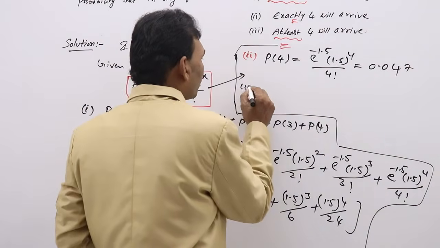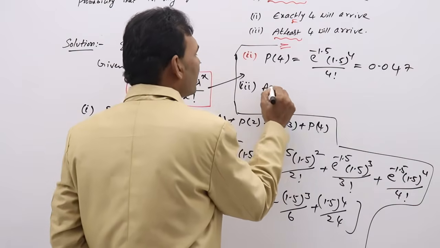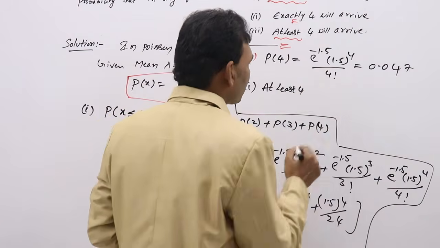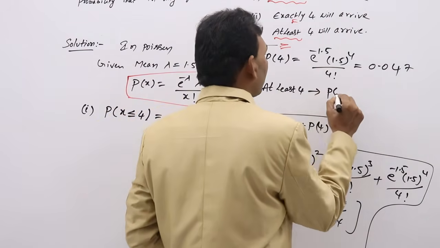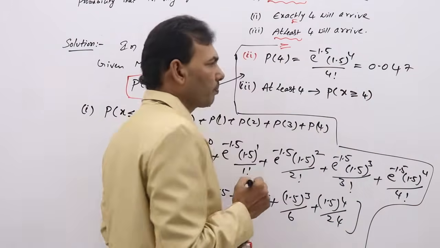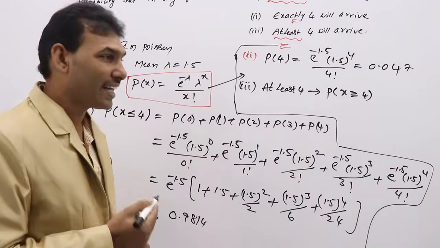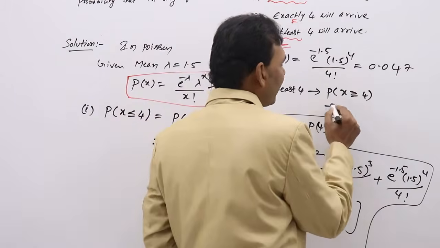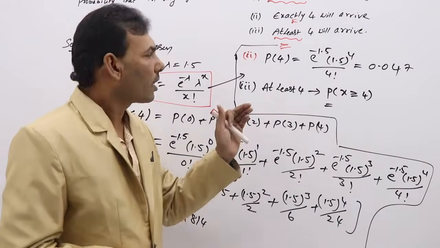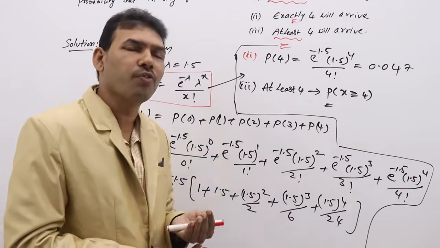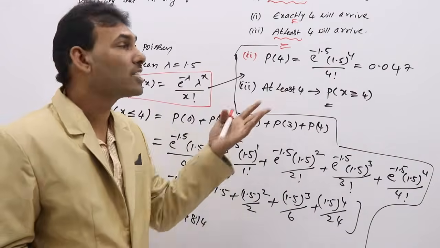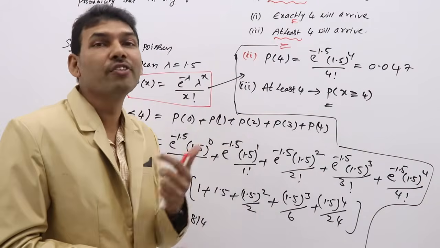So coming to the third one, at least 4. At least 4 customers means, as I said, we need to find the probability of x greater than or equal to 4. If you know n, then you can find the greater than case very easily. But we don't know n. Starting from 4, how many values do we need to add? We don't know, because in a Poisson distribution n is too large. N may be infinity also.